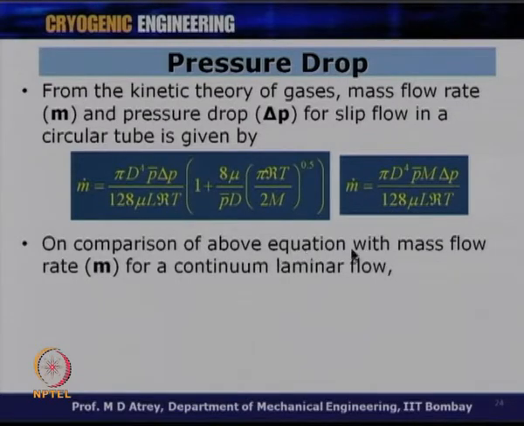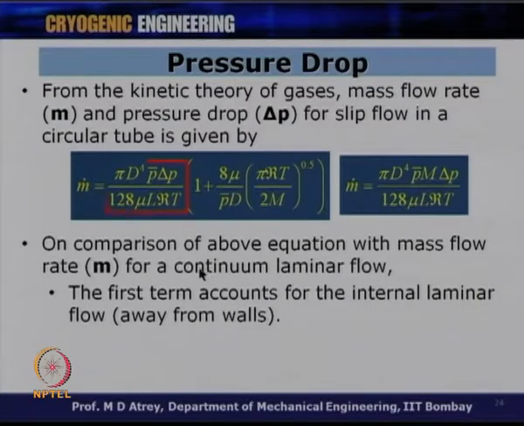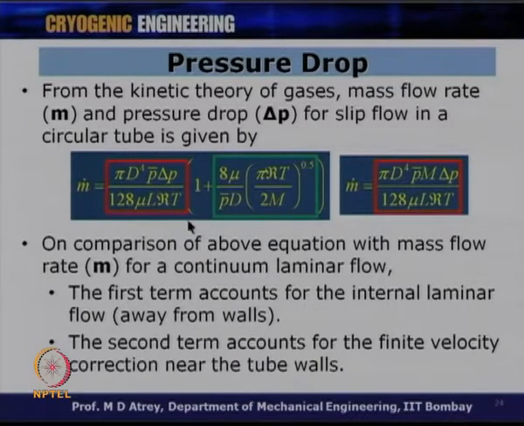On comparison of the above equation with the mass flow rate for continuum laminar flow, we know that the first term accounts for the internal laminar flow away from the walls. That means near the center of the tube, this will account for that. But the second term accounts for the slip, or the finite velocity the gas molecules will have near the walls. The second term accounts for the finite velocity correction near the tube walls.